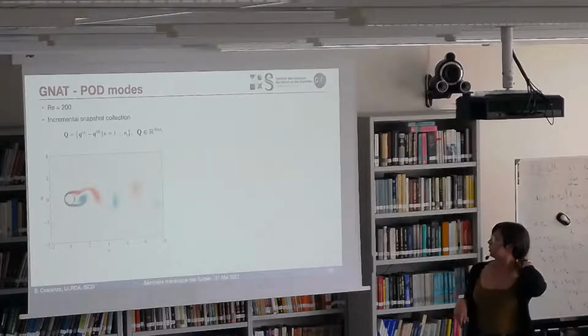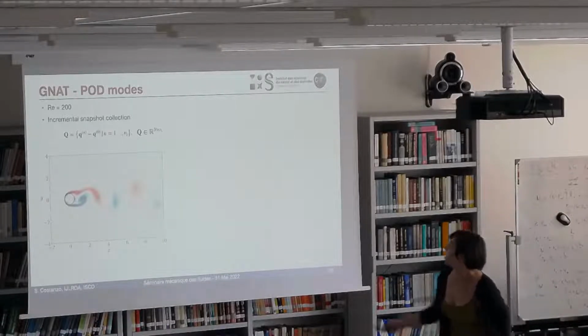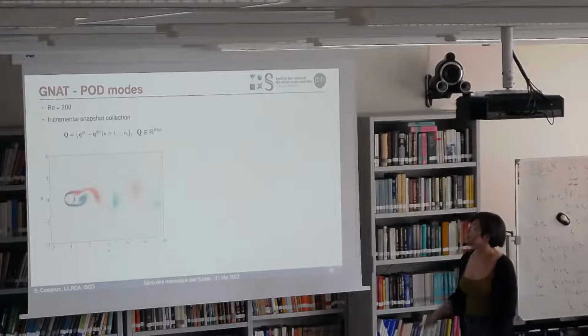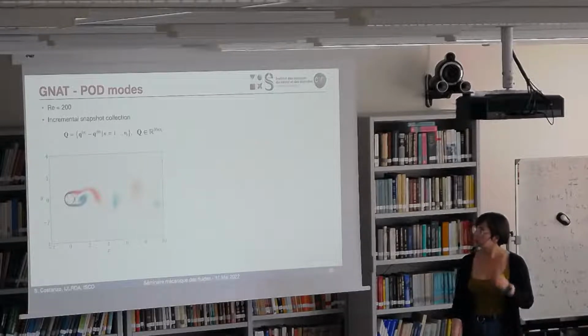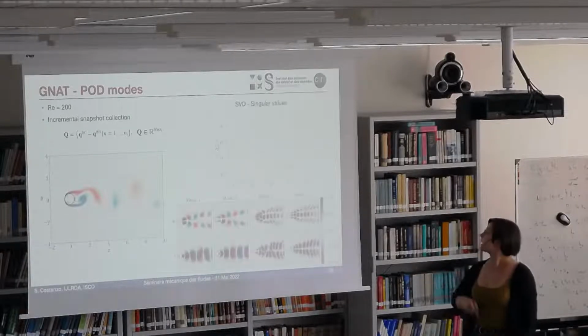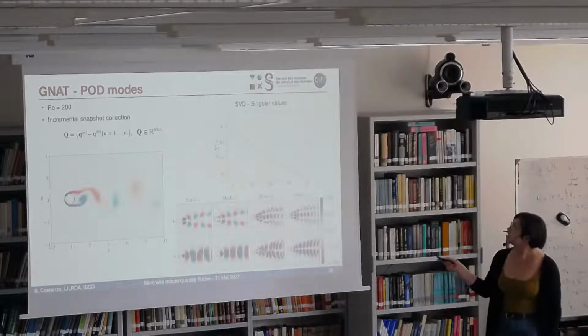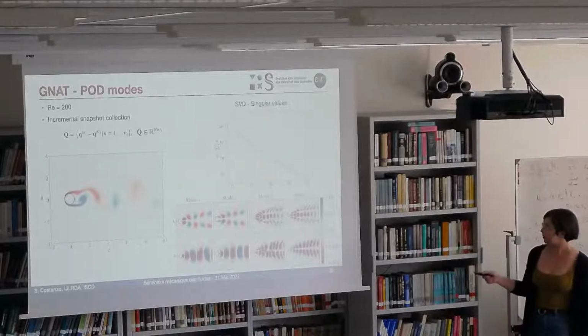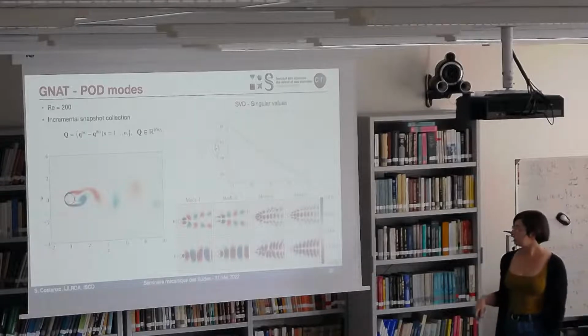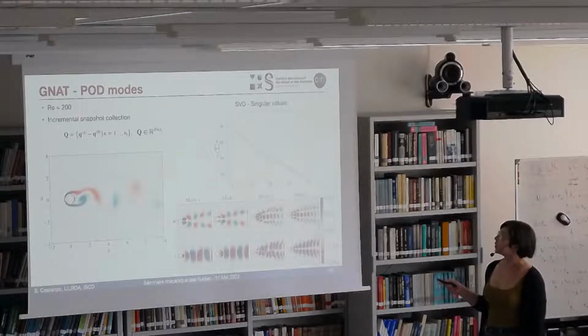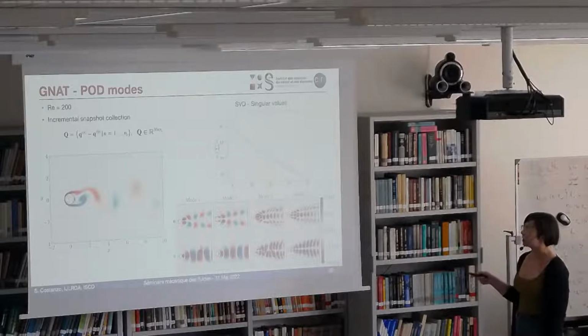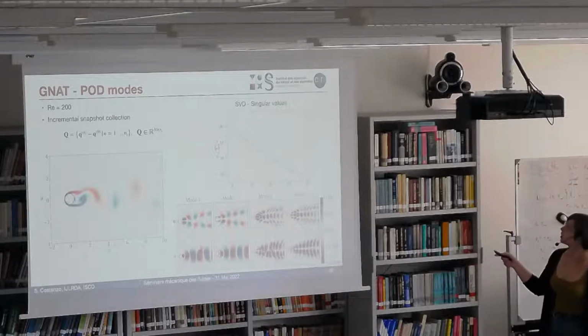So I'll show you very quickly some results. We applied it again on a flow around the cylinder at Reynolds number 200. We collect the snapshots, then we perform the SVD, and we can see here the singular values and the first four modes. Notice that since we're using the incremental snapshot collection, these modes are not perfectly symmetrical with the x-axis, and the singular values are not coupled.